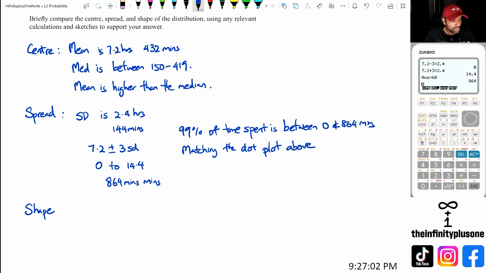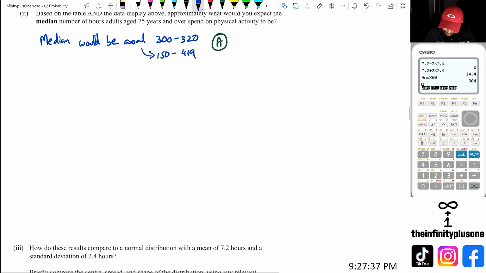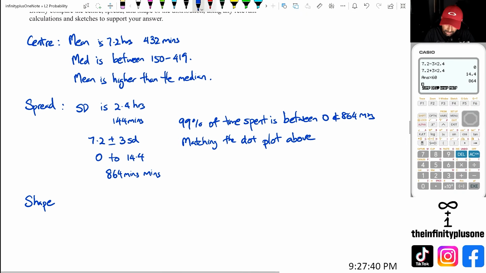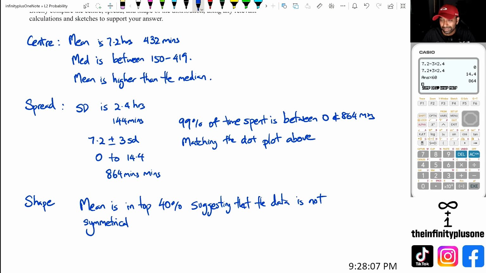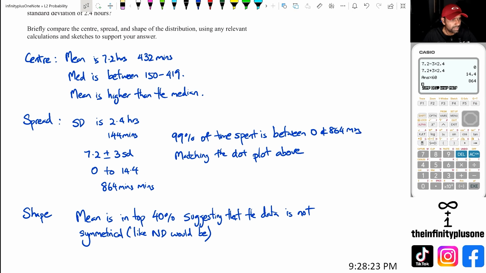And then we're going to look at shape. This one is pretty simple because if you look at the mean, which is 432, 432 is somewhere here, and that's in the top 40%, which shows us that it's not symmetrical. And because it's not symmetrical, we can say there's a skew to the right side. So the mean is in the top 40%, suggesting that it is not symmetrical, like a normal distribution would be. So that's us covering these 3 different statements.